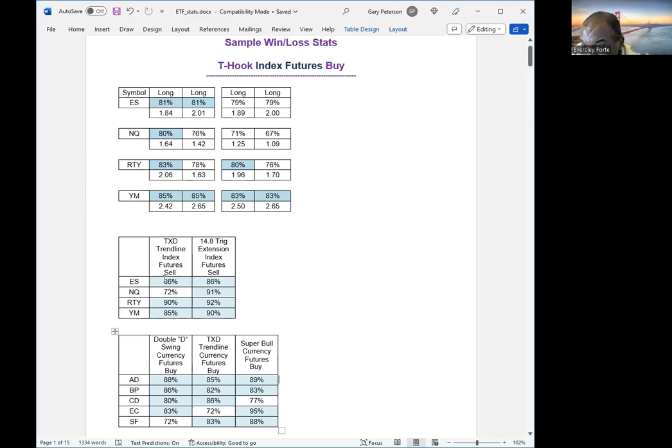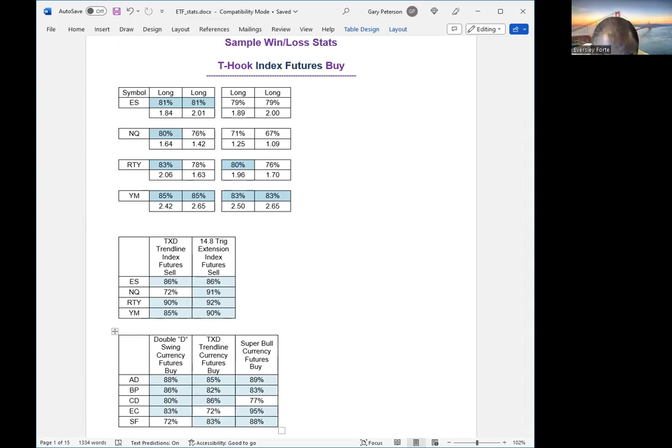These are some other strategies which we trade actively. These are all current, actual win-loss stats as of last month. These are all stuff we currently actively trade. Once again, if we saw the Swiss franc valid on this strategy, we would pass on it because it's too low. But if we saw the Canadian dollar valid on this strategy, trade it. If we saw British pound valid on this strategy, trade it.